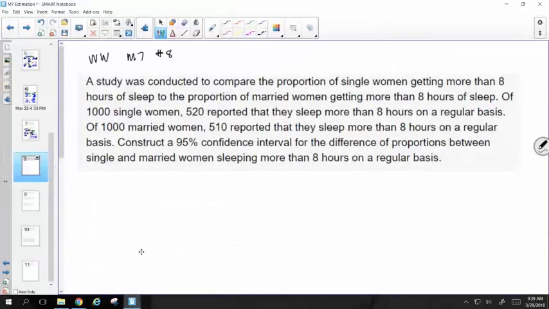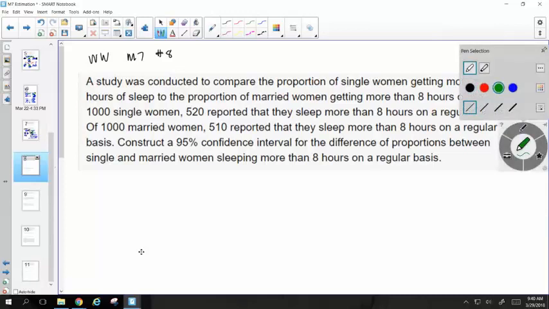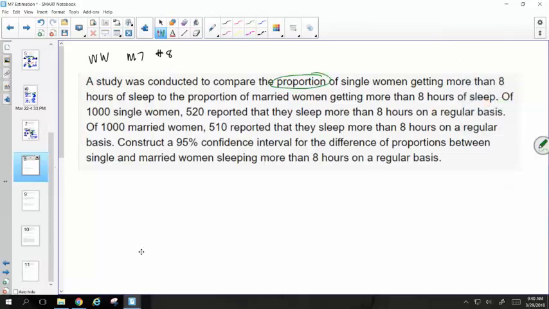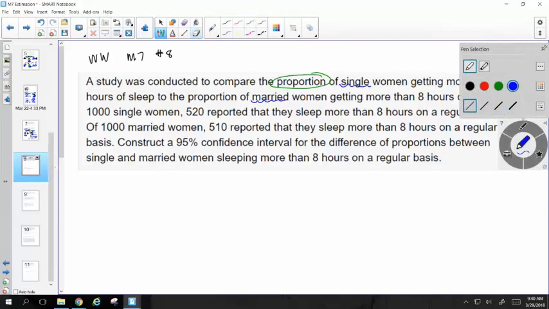Okay, number 8. A study was conducted to compare the proportion of single women getting more than 8 hours of sleep to the proportion of married women getting more than 8 hours of sleep. So we have two populations we're trying to draw conclusions about. Single and married.